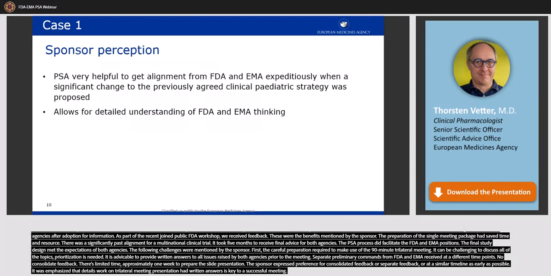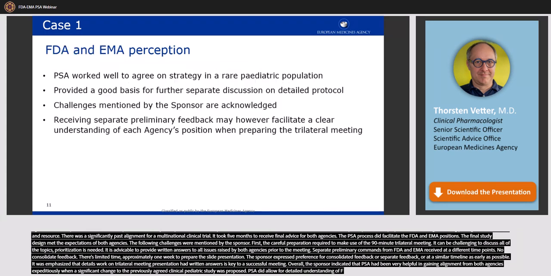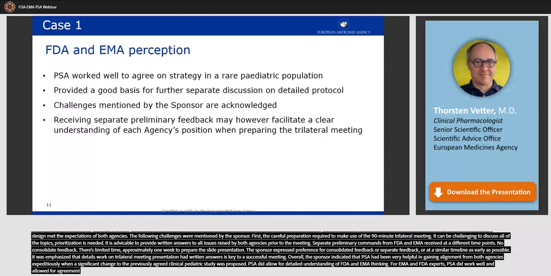Overall, the sponsor indicated that PSA had been very helpful in gaining alignment from both agencies expeditiously when a significant change to the previously agreed clinical pediatric strategy was proposed. PSA did allow for detailed understanding of FDA and EMA thinking. For EMA and FDA experts, PSA did work well and allowed for agreement in principle on an evidence generation strategy in a rare pediatric population. The PSA provided a basis for further separate discussions between both agencies and the sponsor on a detailed protocol.